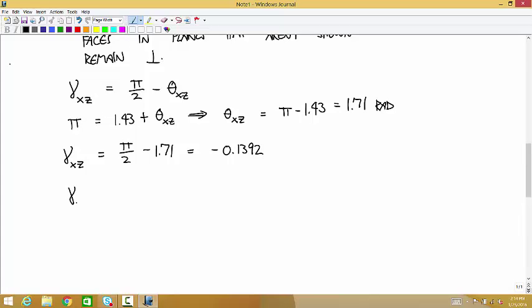Then for the other two shears, shear xy is equal to pi over 2 minus, that angle stays the same, so that's going to be 0. And yz, same thing, pi over 2 minus the deformed angle, which is still pi over 2, is 0.